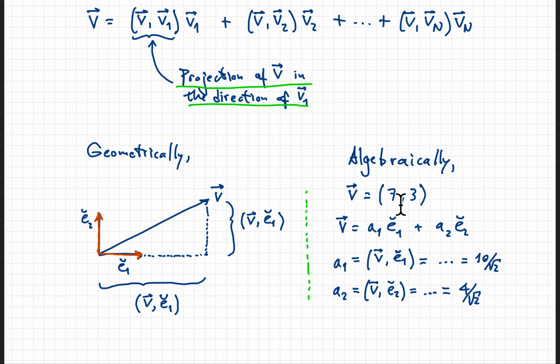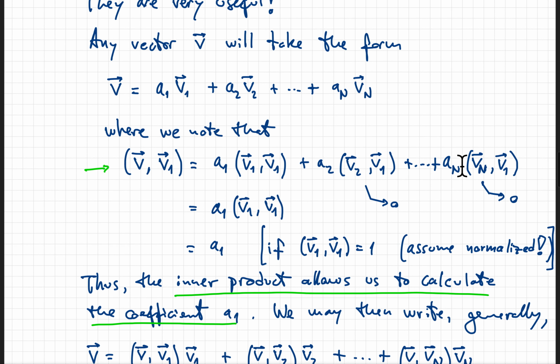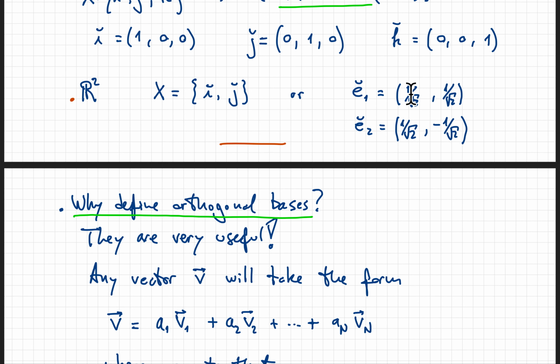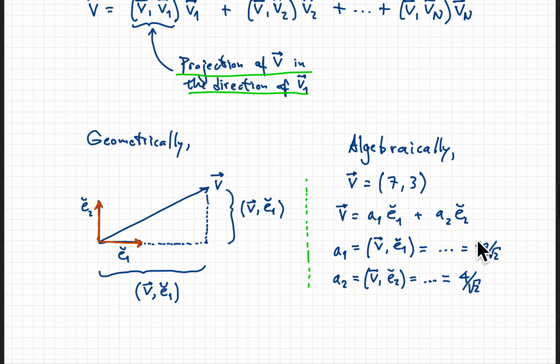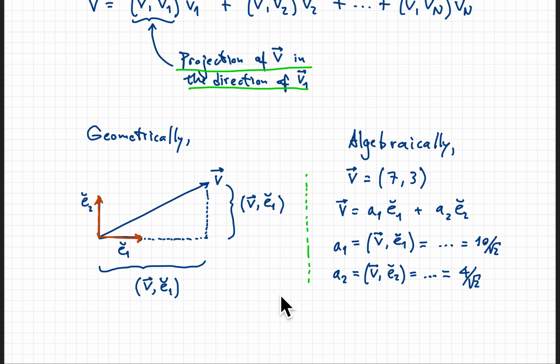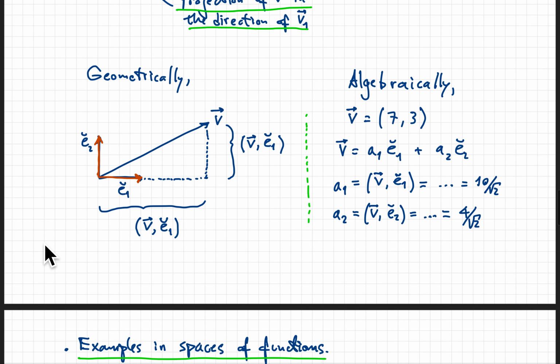How does that go? Well, we have to do (7, 3) multiplied by our vector e1. So (7, 3) multiplied by this is going to give me 7 divided by square root of 2 plus 3 divided by square root of 2, and that's our 10 divided by square root of 2. And the other one is going to be 7 divided by square root of 2 plus minus 1 over square root of 2 times 3. And so that's going to give us 7 minus 3 all divided by square root of 2. And that's why I get at the bottom here 4 divided by square root of 2.